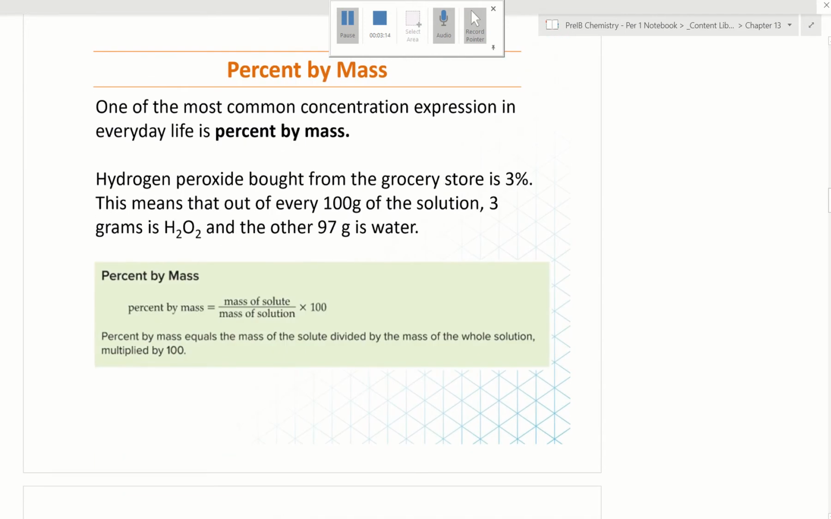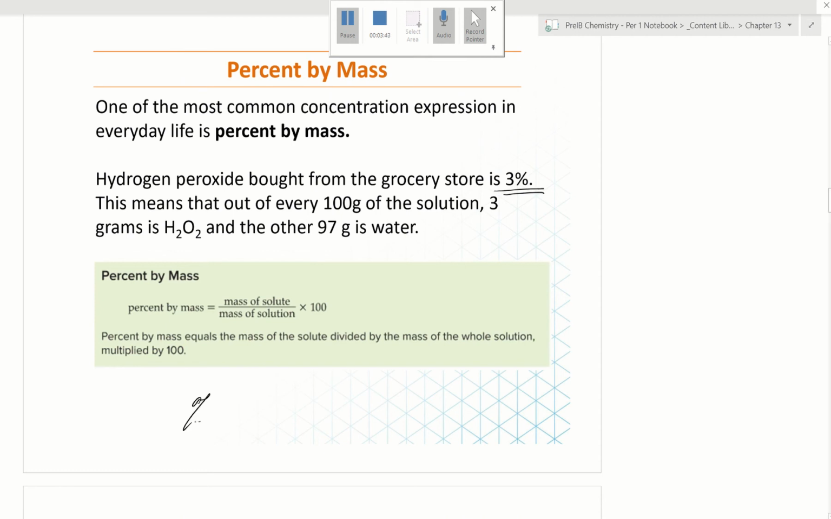The first one we're going to look at is percent by mass. This one is pretty common in the grocery store. We see these as an expression of concentration in everyday life. For example, the hydrogen peroxide you buy from the store is 3% hydrogen peroxide. That means for every 100 grams of the solution, 3 grams of it is the H2O2 or hydrogen peroxide. The other 97 grams of it is water.